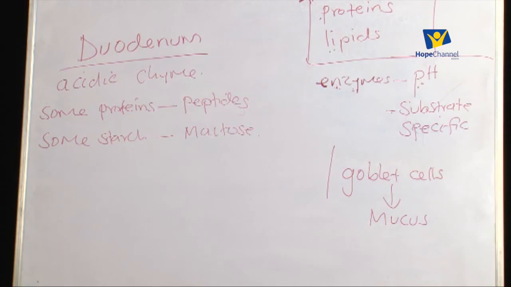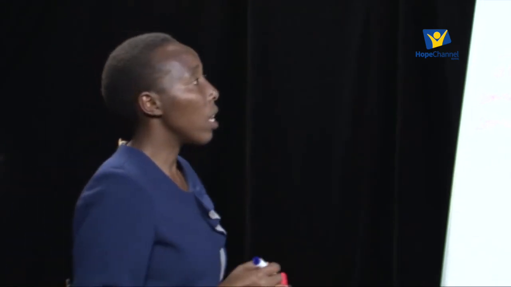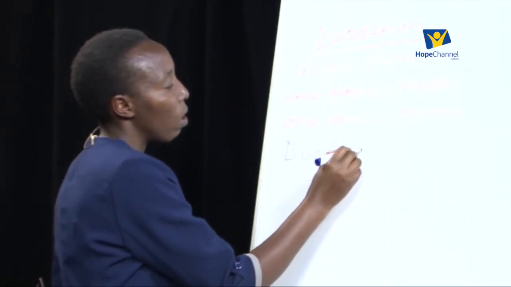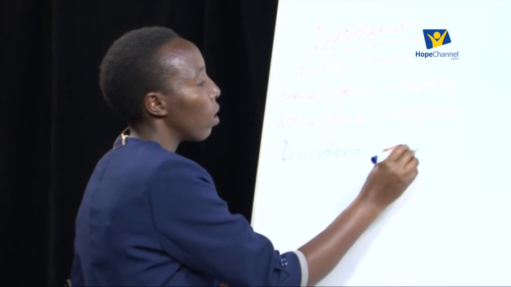We've not digested all the proteins. We've not digested all the starch. So the process of digestion continues. And because of that, we say the presence of food, or the presence of the acidic chyme in the duodenum, stimulates the duodenal walls to secrete two hormones.